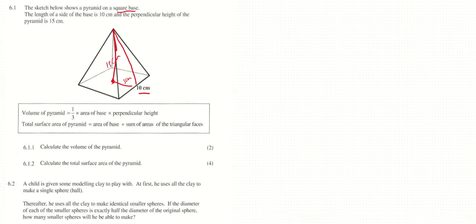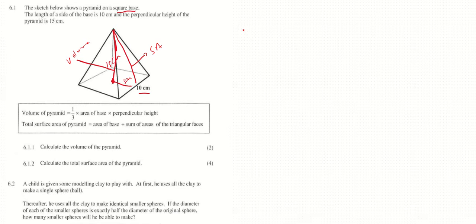Then remember we have a slant height here that we usually use for the surface area. This height works for the volume. That's what you have to call. They say the volume of a pyramid is 1/3 of the base times perpendicular height. That's the height. Total surface area is the base plus the sum of the triangular faces. Calculate the volume of the pyramid.